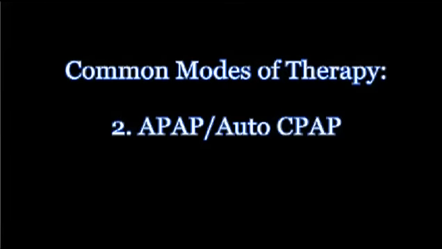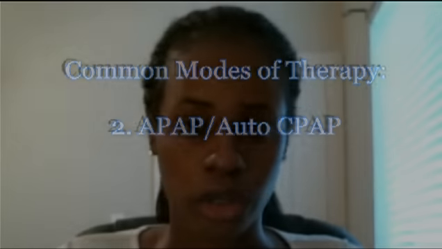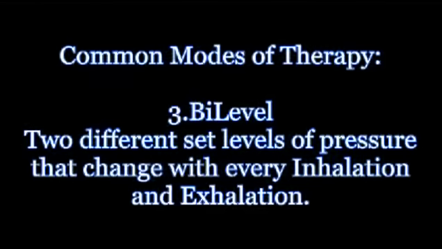The second form that you see a lot of now is AutoPAP therapy. So this is also a CPAP, which sometimes can be confusing when people are first being introduced to their equipment. So an AutoPAP is actually a CPAP. It's not a bilevel. The third common form of therapy that you see is a bilevel. So what a bilevel does is it will give you one pressure on inhalation and a lesser pressure on exhalation.